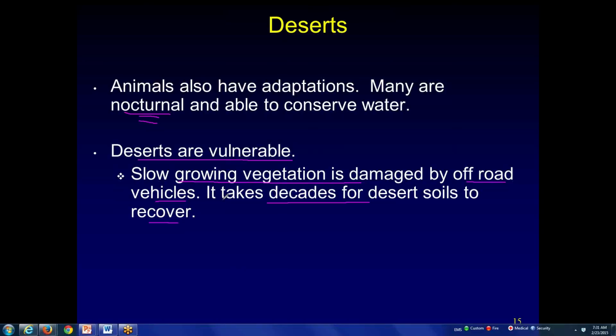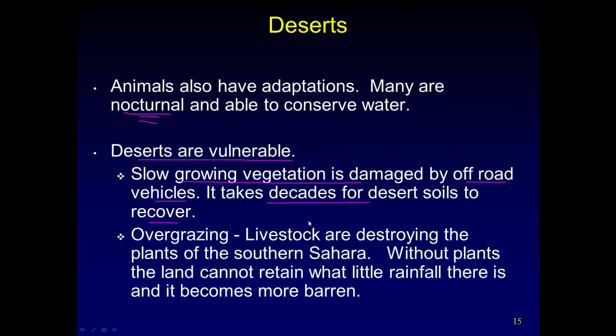If you destroy several acres of saguaro cactus, those big cactuses in the southwest U.S., you destroy those and you destroy that area, it will take more than 100 years to get what you had before, maybe even longer. So that's why the desert biome is very delicate.